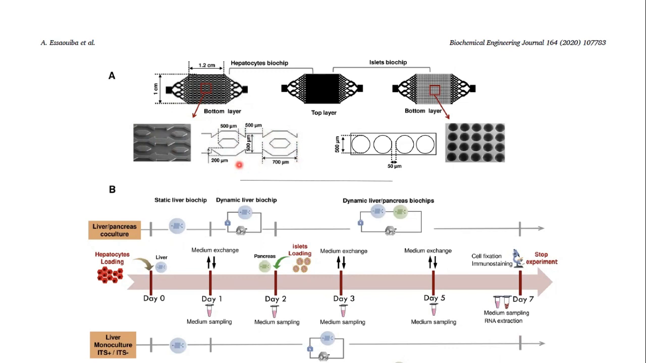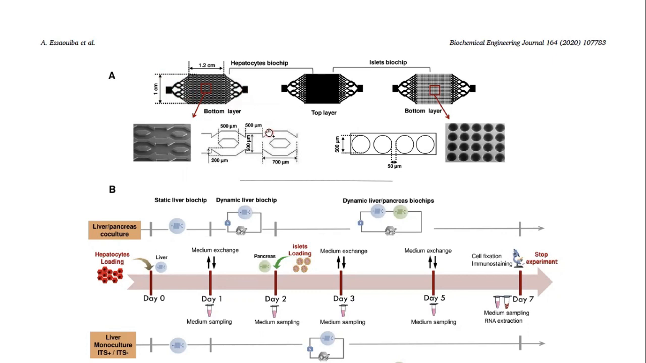The second PDMS layer is similar for both of the organs on chip. It acts as a reservoir with a depth of 100 micrometers, and the microchannels network was also present at the inlet and outlet to ensure homogeneous culture medium distribution.